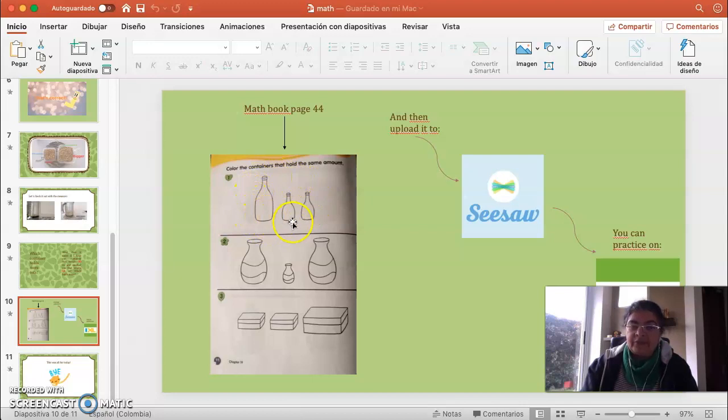Here we have 3 different flower pots, and you are going to color the containers that hold the same quantity of liquid, okay? Which of these three can contain the same amount of liquid or the same amount in their content?